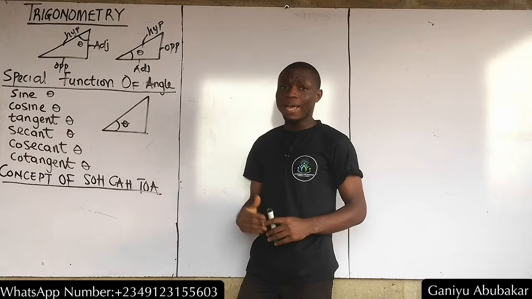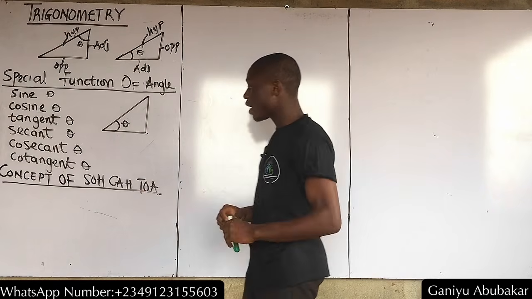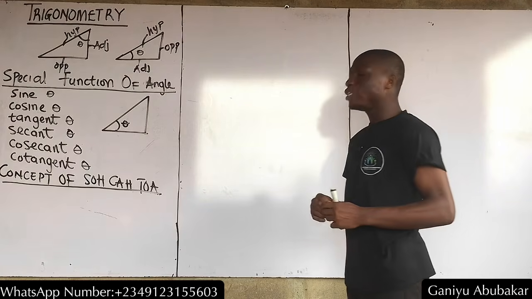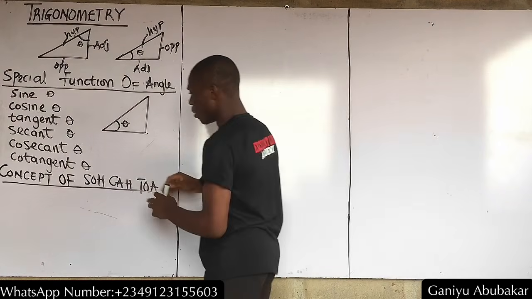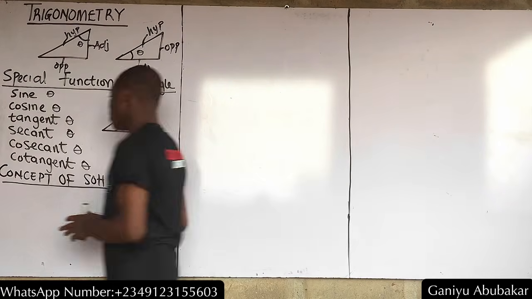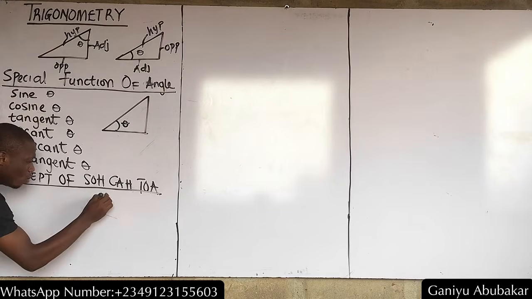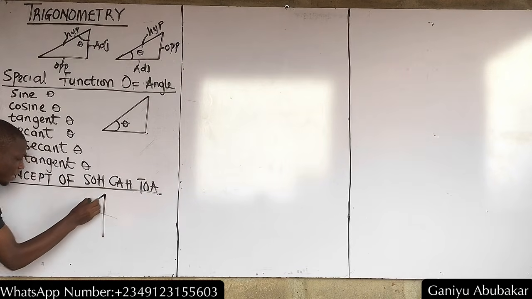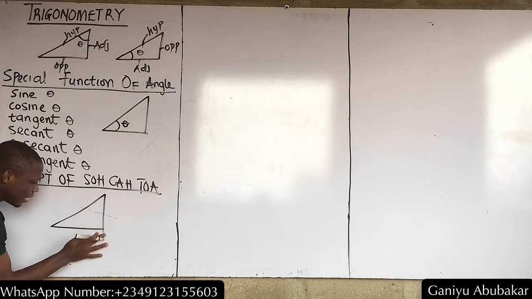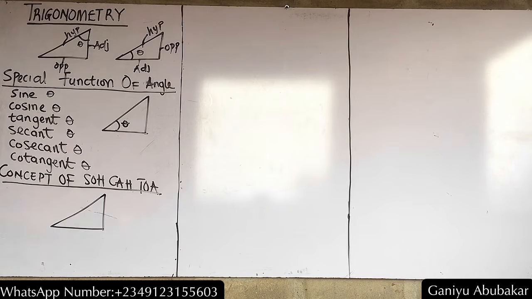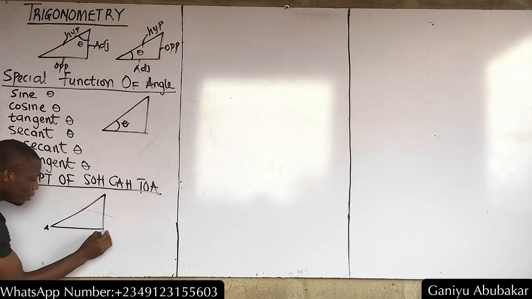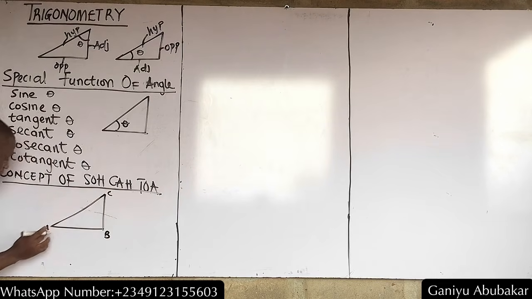The concept behind SOH CAH TOA goes below, right? Majorly, at this point now, let's say I have a right angle triangle. Observe, please. A right angle triangle, as in this case. Let me call a point A, point B, and point C.